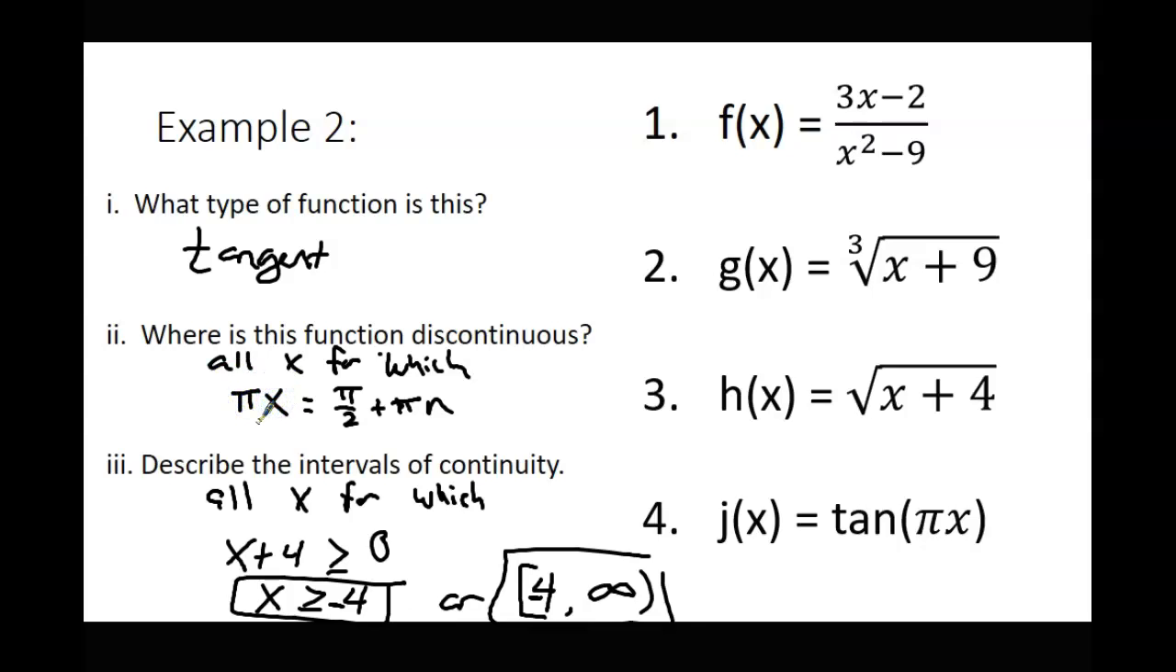The stuff in the parentheses over there. Now I need to solve for x because I want to find where x is discontinuous. So how would I solve for x here? Divide everything by pi, right? So divide by pi, divide by pi, divide by pi. I'm going to write my answer up here because I'm out of space. But we're left with x equals, what would this become? 1/2, good, plus n.